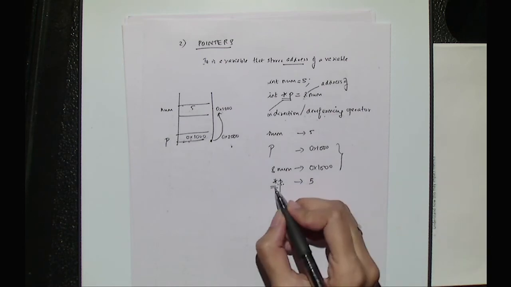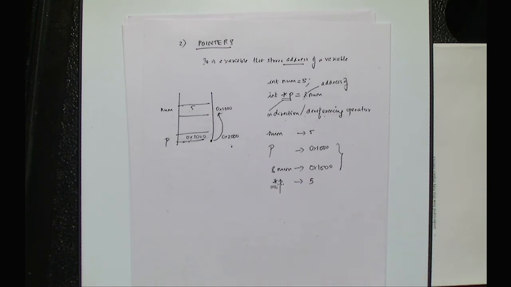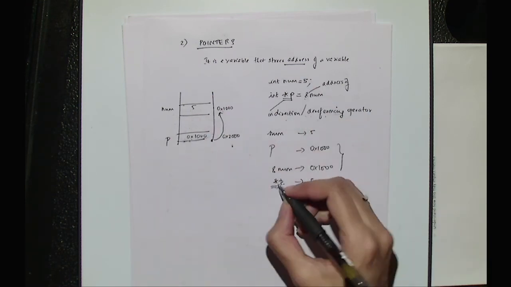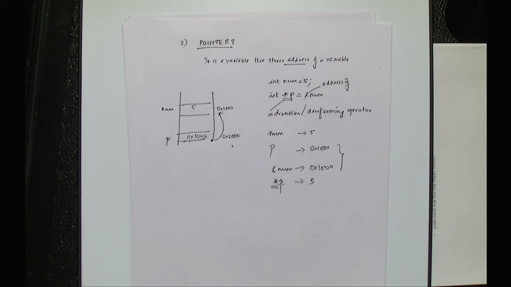So I would say, what is the value at p? What is the value at 1000, which is p? The value at 1000 is 5. So basically, star is an operator to find what value is stored at that particular pointer, wherever it's pointing to. Does that make sense? Any questions so far?